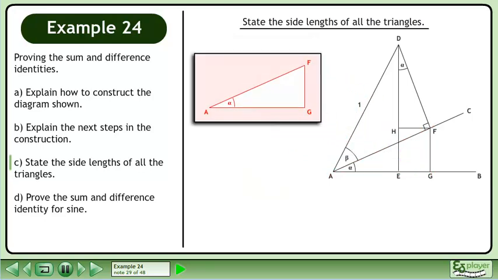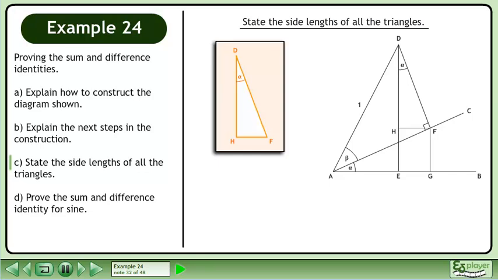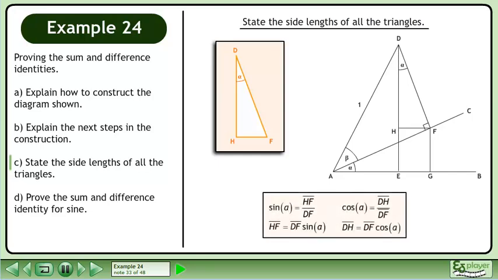We'll color the third triangle red. The angle is alpha. Use basic trigonometry to find the side lengths. Label the sides of the triangle. We'll color the fourth triangle orange. The angle is alpha. Use basic trigonometry to find the side lengths. Label the sides of the triangle.